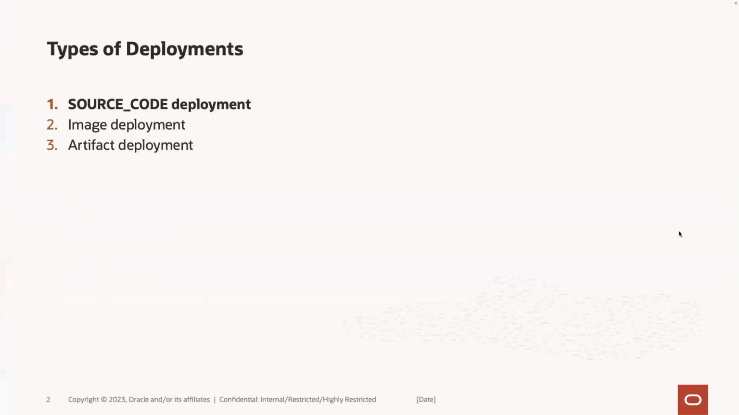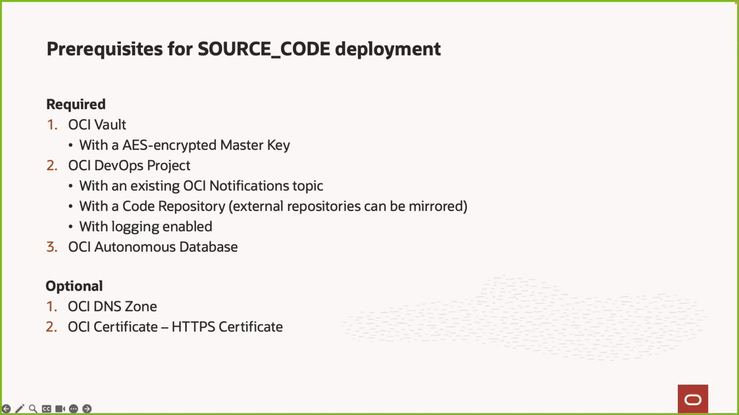The current version offers 3 options for deployment: source code deployment, image, and artifact deployment. We will only be focusing on the source code deployment for this series. The source code deployment has the following requirements.